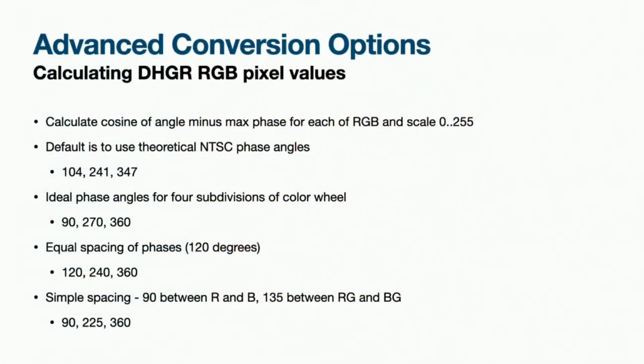The advanced features of the converter provide for different phase angles used for calculating the NTSC RGB values. Surprisingly, the conversion differences are not that great. The options break down as follows. The default is to use theoretical NTSC phase angles. The ideal phase angles for 4-bit subdivisions of the color wheel, equal spacing of the phase angles at 120 degrees, and simple spacing, which uses 90 degrees between red and blue, then 135 degrees between red and green and blue and green.